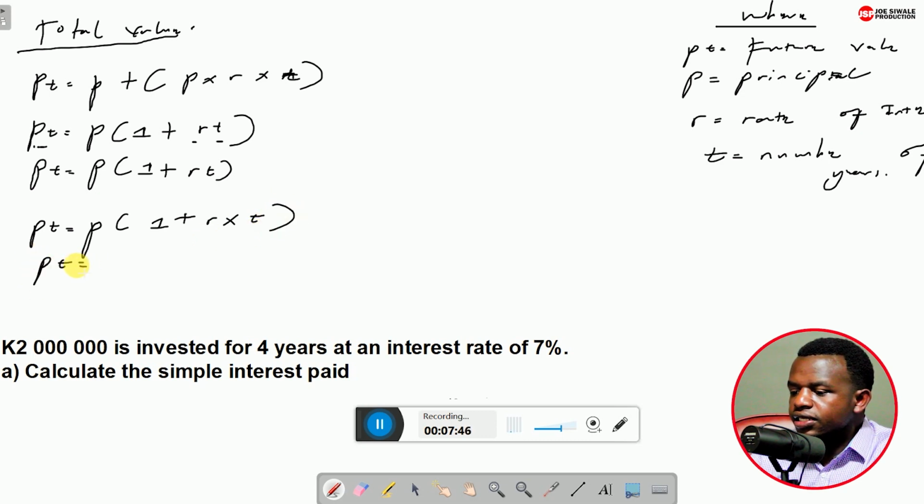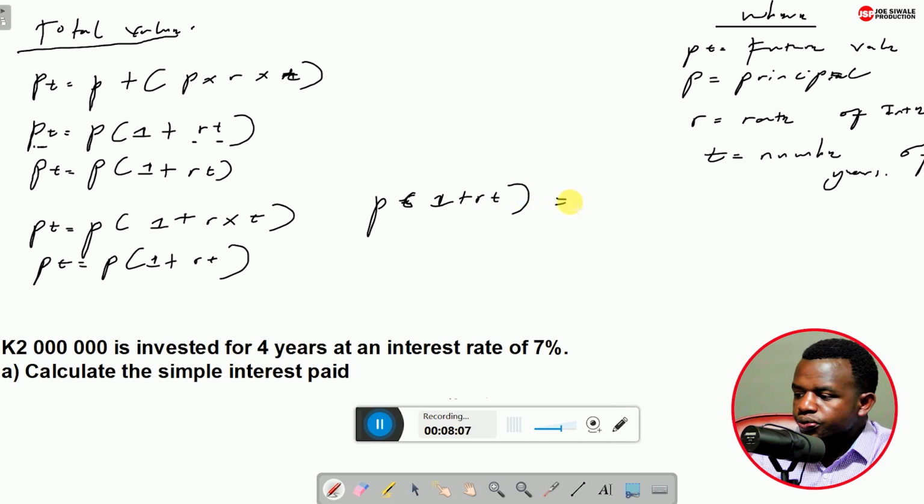So PT is equal to P(1 + RT), that's the formula. To make P the subject of the formula, we can say our principal times (1 + RT) is equal to the future value. So there we can divide by 1 + RT on both sides, and we can cancel that out.